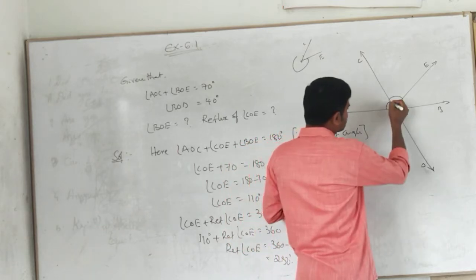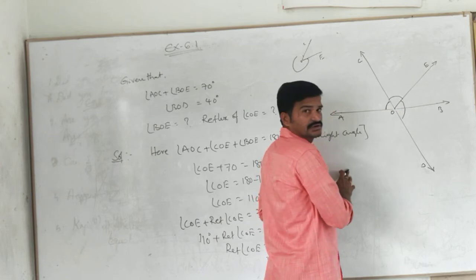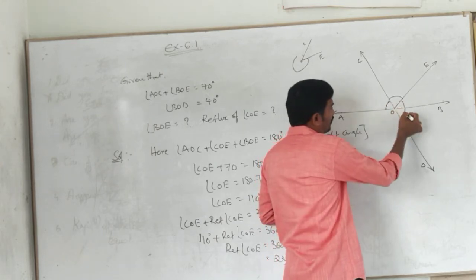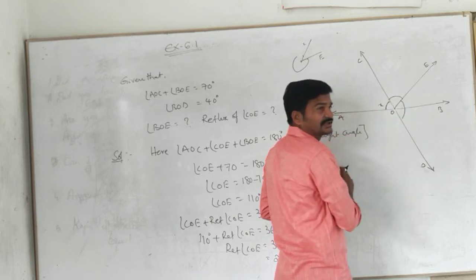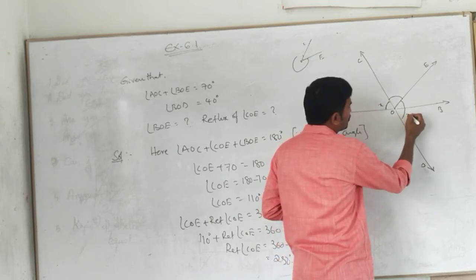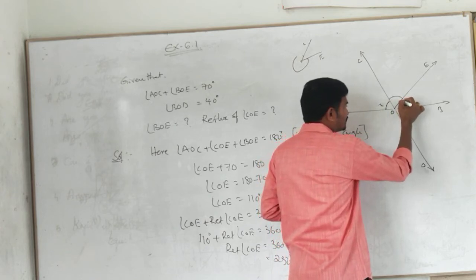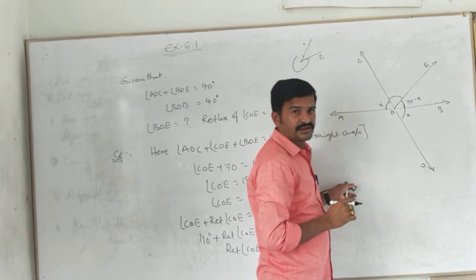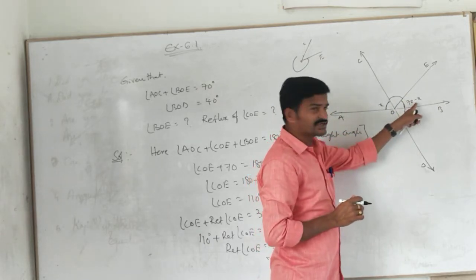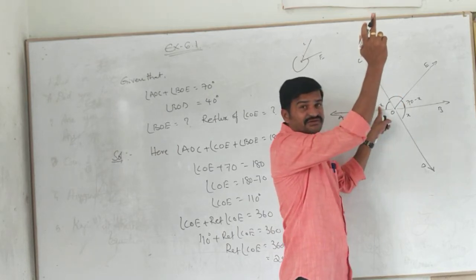See, this angle and this angle will be equal only, na? Are you clear? Because these are vertically opposite angles. I am taking this one as x. Then this is also x. If it is x, how much is this? 70 minus x, because this angle plus this angle is 70 degrees, it is given.